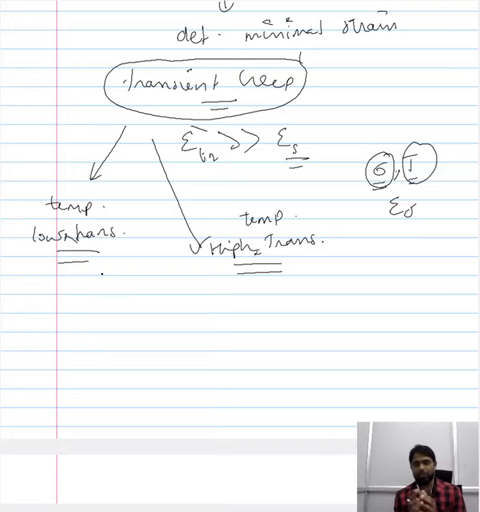So in the subsequent lecture, we will see how the rate of this transient creep can be characteristically expressed for the low temperature transient and the high temperature transient. From the next lecture, we will try to express the creep rate under the different transient creep, the low temperature and the high temperature.